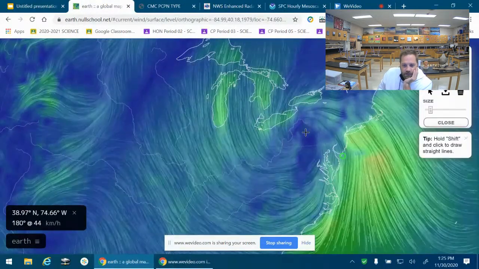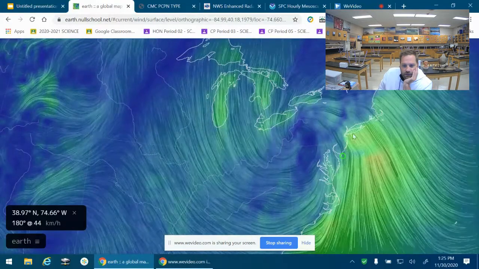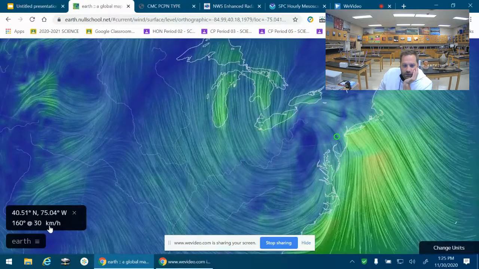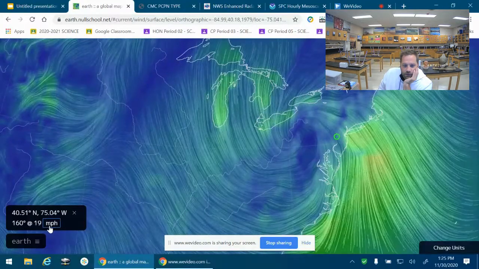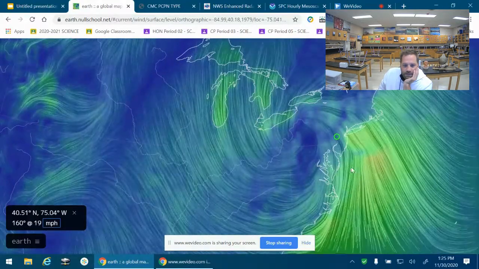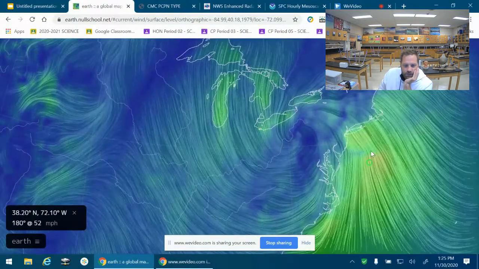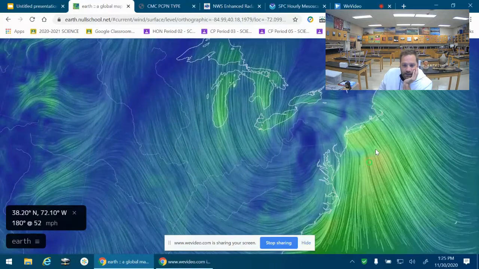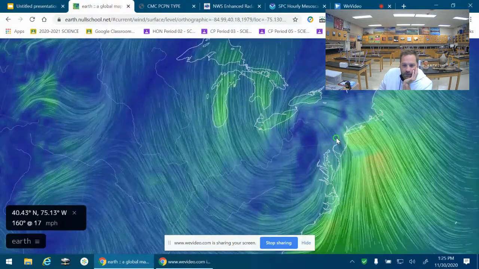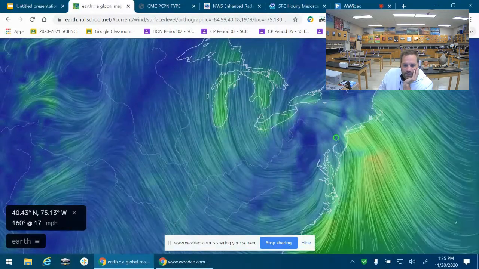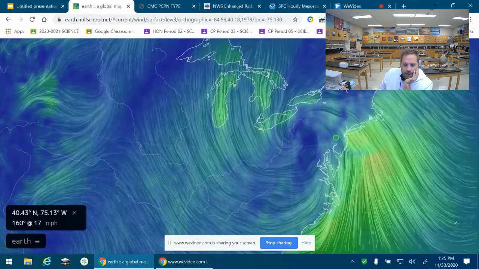All right, so this is current. We are there. I mean, look how windy it is out here over the ocean waters. I mean, 40, 52, that's sustained. That's not gusts. That's surface wind. Okay, so I'm just going to plop this down here. We're at about 17 miles an hour at the moment.